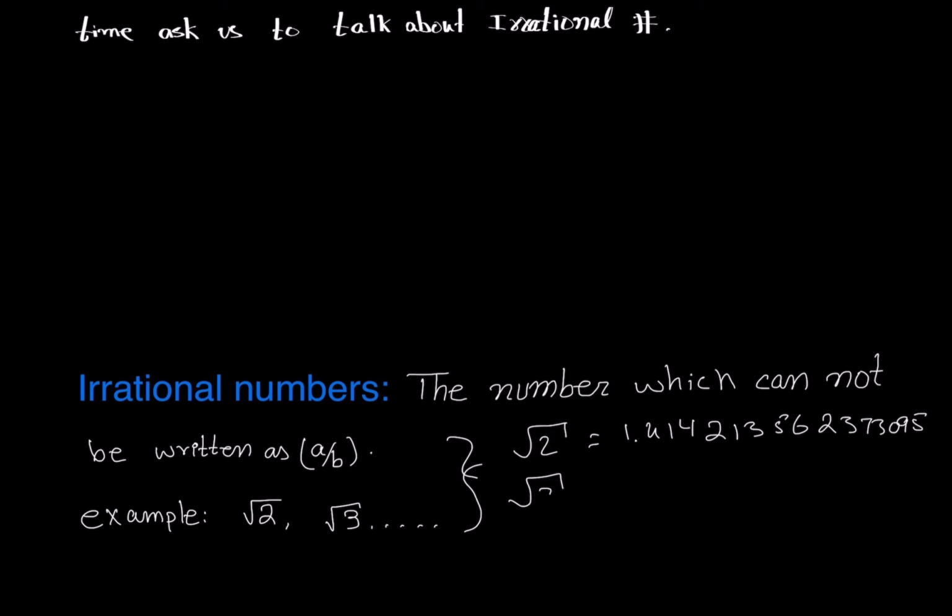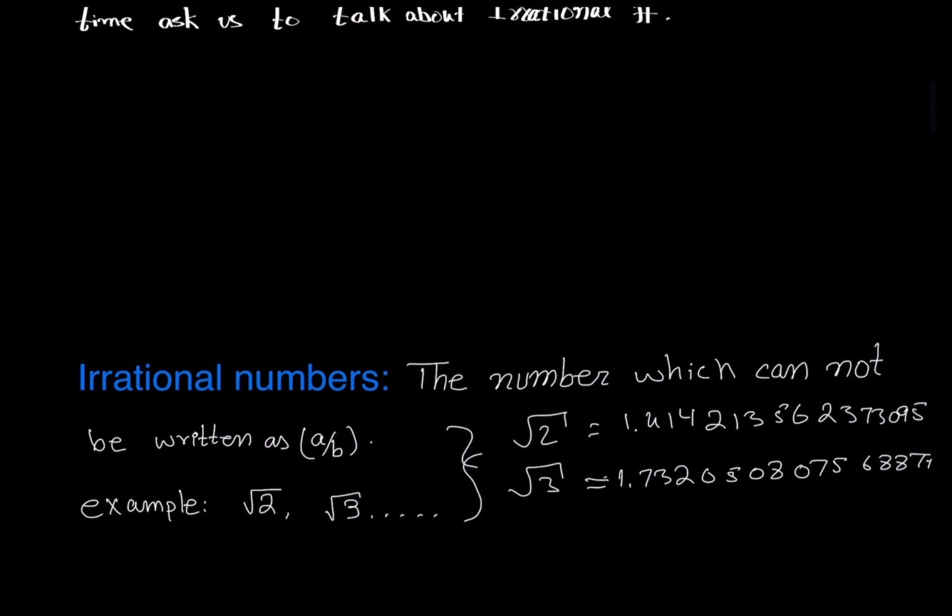And square root of 3, for instance, is 1.7320508075688772. If you had to write down this number as an expression of a over b, that would be quite impossible because it's not definite. That's why we use radical expressions to write down these numbers, because they don't have a definite value.